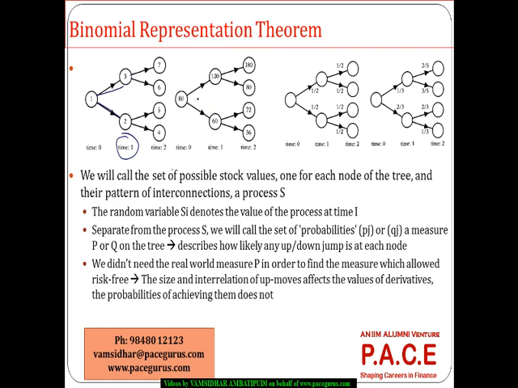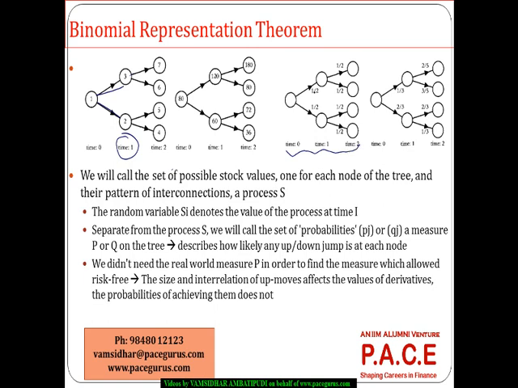From 80, it can go to 120 or 60. And again, if it had gone to 120 at time 1, it can either go to 180 or 80. If it has touched 60, then there is a chance that it can go to 72 or 36. And we are talking about two different kinds of probabilities here.